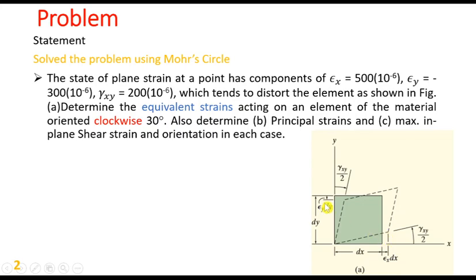Epsilon x is elongated, epsilon y is contracted because it is negative, and gamma is positive. It means the angle is less than 90 degrees. So the shape is distorted in such a way that the angle is less than 90, as shown in the figure. We have to determine the equivalent strain acting on an element of the material oriented clockwise 30 degrees. Also determine in part B the principal strain, and in part C the maximum in-plane shear strain and orientation in each case. For the principal planes we have to find the orientations theta p1 and theta p2, and for maximum shear strain we have to determine theta s1 and theta s2.